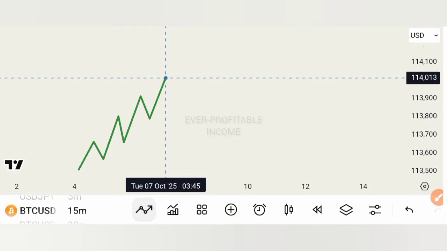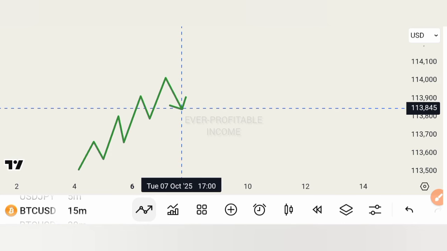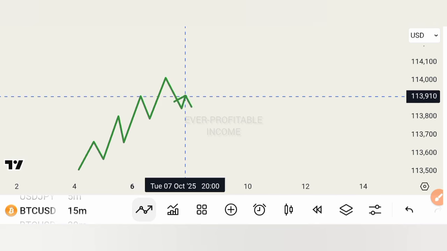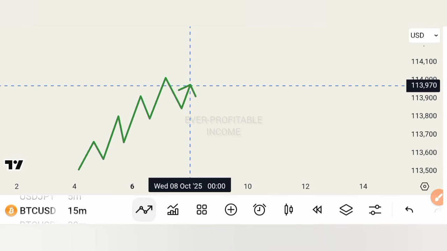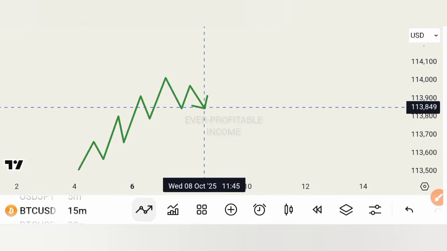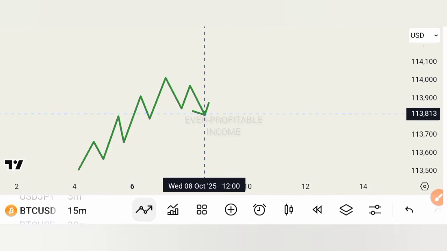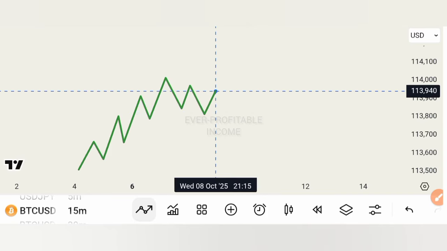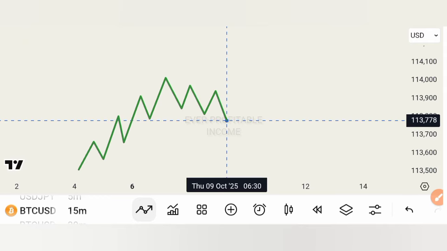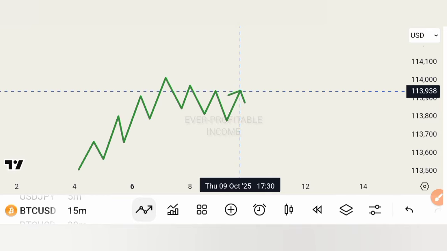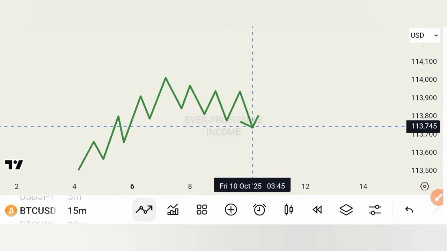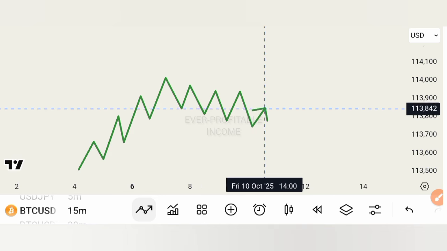Right over here is where your flag starts forming. Instead of making a new high, it starts consolidating downward, like it's going to go bearish. So this is what a flag pattern looks like on your bullish trend. And then after this short period of consolidation, the next thing you're going to have is a break out of the zone.